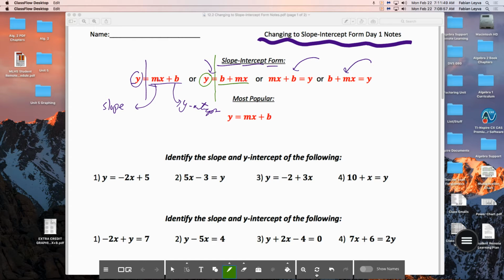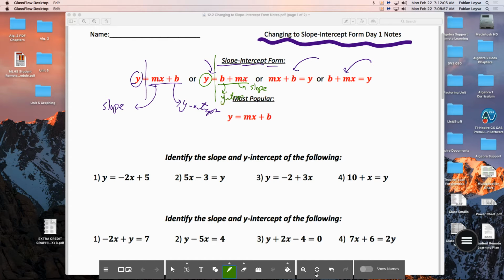Now notice you have b plus mx. This is where I see students get so used to the order that they don't pay attention to where the slope and the y-intercept are. Our slope is whatever's multiplying the x. It's going to be the m still. Your b is the y-intercept. That says y-intercept, by the way.